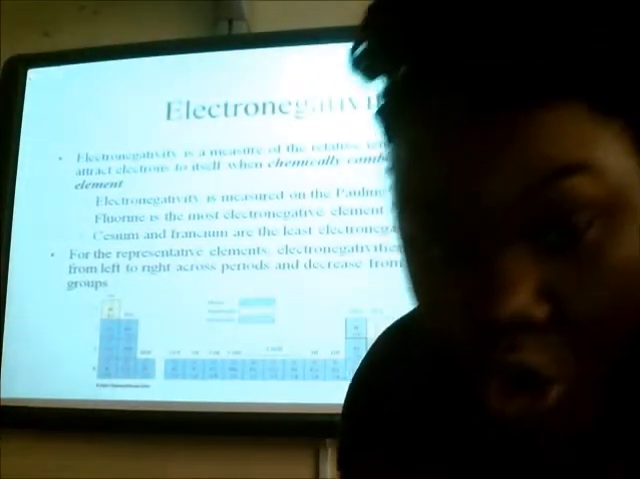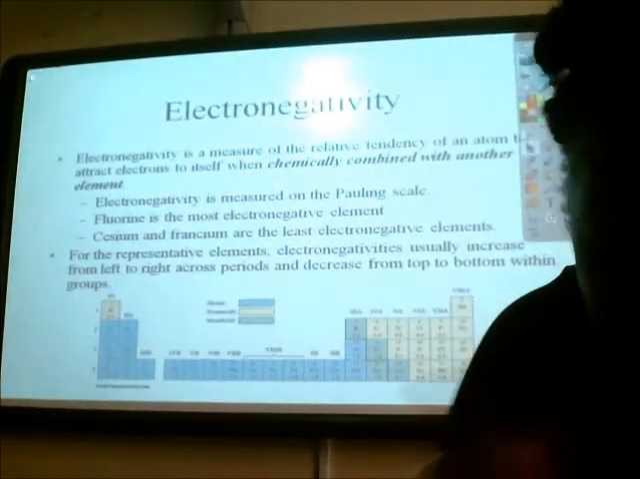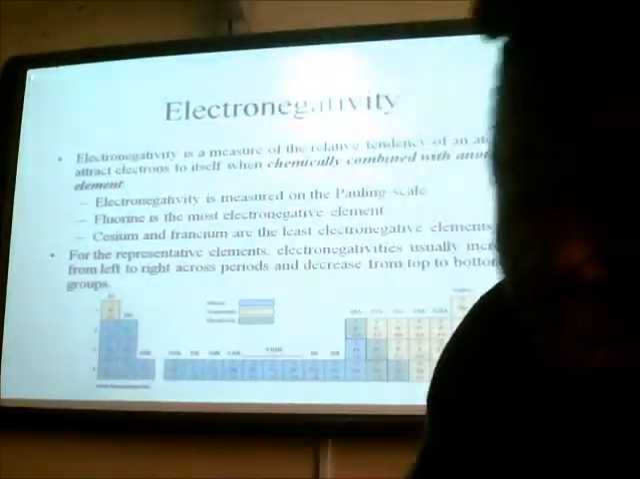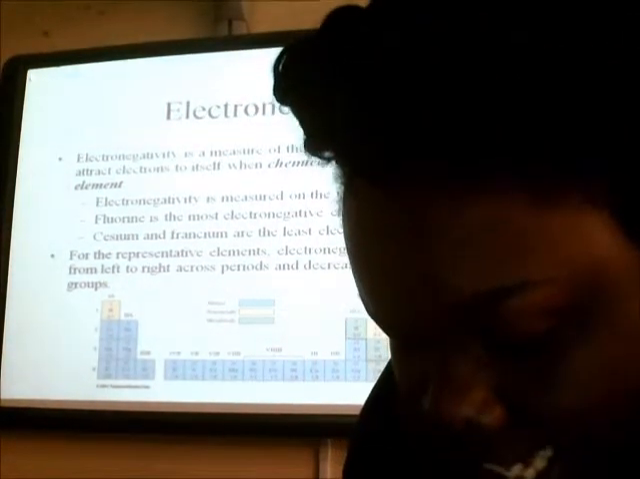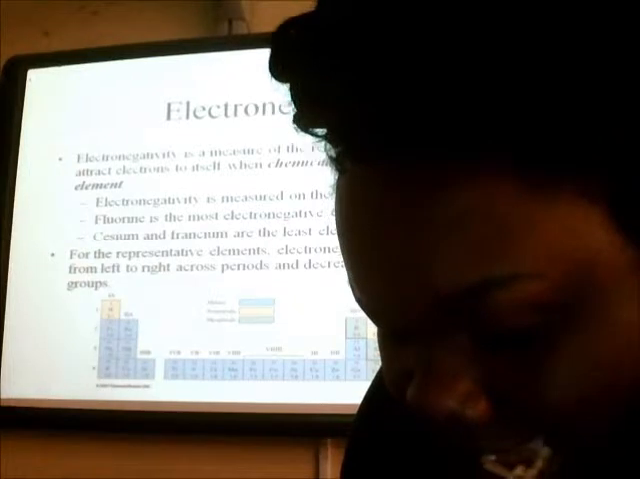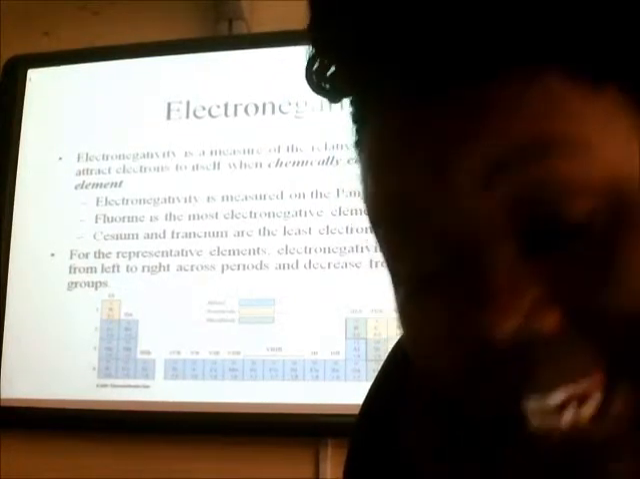So, since fluorine is all the way across as we go from left to right, get out your periodic tables, you're going to write electronegativity. And here's what we're going to write out. It's spelled E-L-E-C-T-R-O-N-E-G-A-T-I-V-I-T-Y.